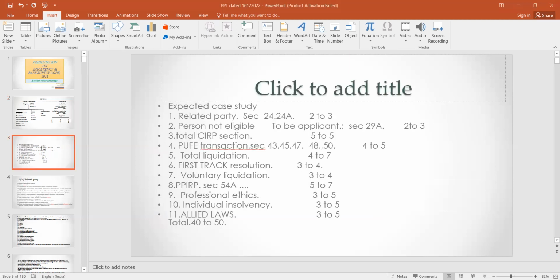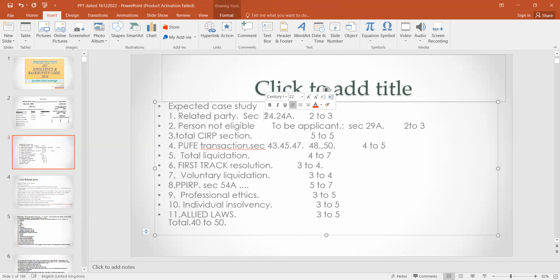Regarding these case studies, we have identified certain particular fields on which we will be developing case studies. You can let us know in case you want a study on a particular topic. Related party is one of the important concepts, and it is given in section 5(24) and 5(24A). Then, who cannot be a resolution applicant? There are certain disqualifications, Section 29A. Then on CIRP, we'll be developing case studies on PUFE transactions. Today, we'll be discussing these related parties and PUFE transactions.